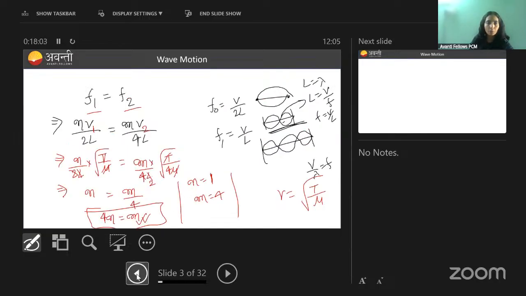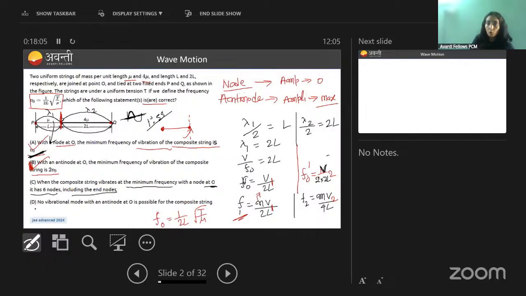It is equal to 6. Okay? Now in option D, no vibrational mode with an anti-node at O is possible for the composite string. So if you are able to solve B, you will be getting the answer of D also. Because here it is saying no vibrational mode with an anti-node at O is possible for the composite string.